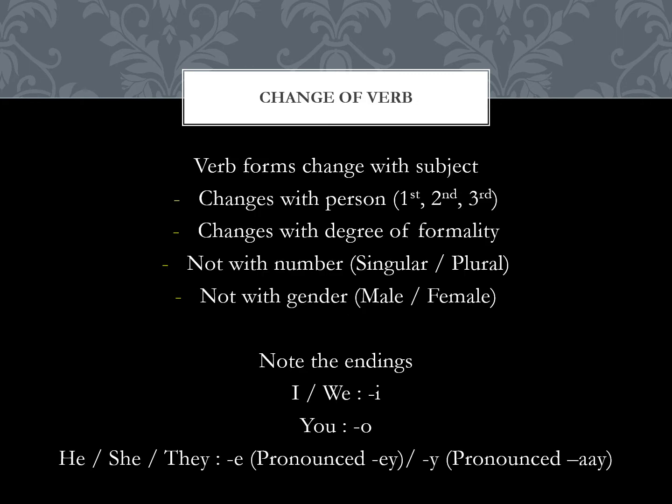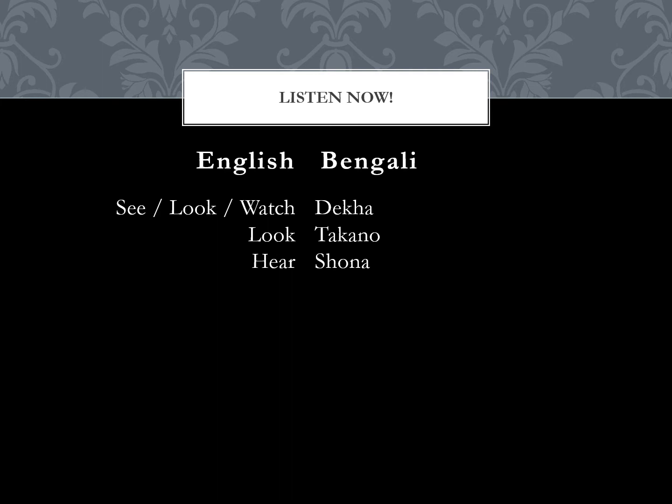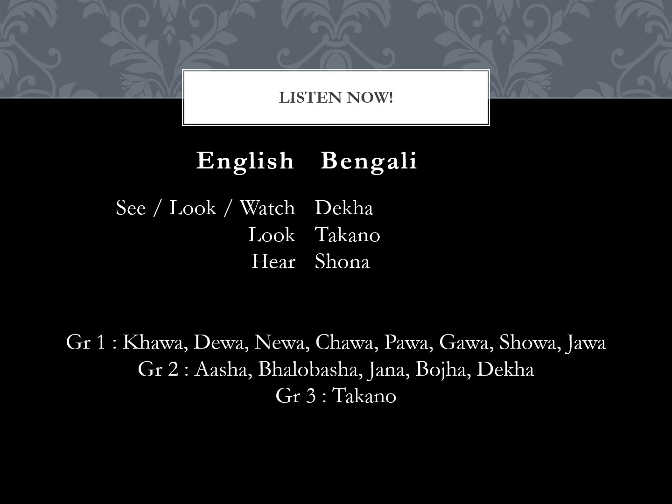Quick recap: verb forms change with the person and the degree of formality of the subject, not with the number, not with the gender. We are learning the semi formal version of the verbs which end in E, O, and A or I. Last time we learned the words dekha and takano for the verbs associated with the eyes. Today we are going to learn the verb shona, which means to hear.